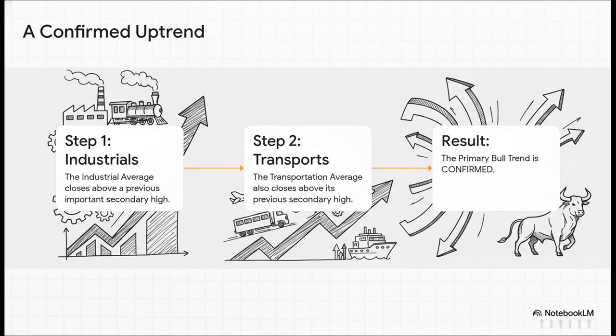Well, for a bull trend to be confirmed, it's a two-step process. First, the industrials have to break out, closing above a key prior peak. Then, the transports have to do the same thing. When both of them have done it, then, and only then, is the primary bull trend considered confirmed.